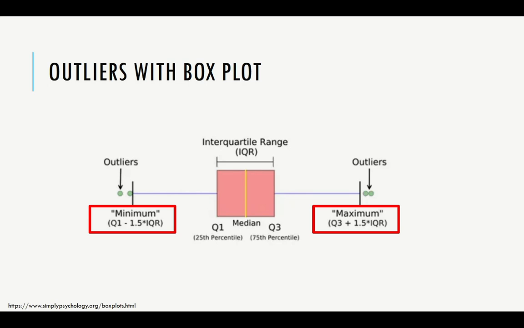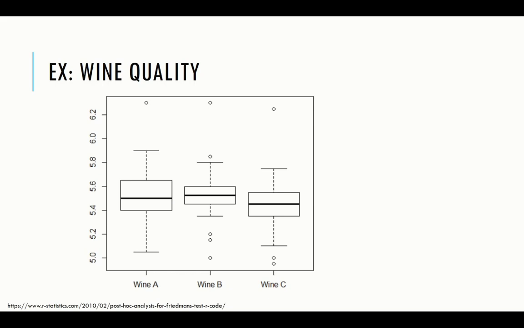Now look to the left at the minimum. We're going to define our minimum as Q1, which is our 25th percentile, minus 1.5 times our interquartile range. That's going to be how we define our minimum. And anything outside of that is going to be an outlier.